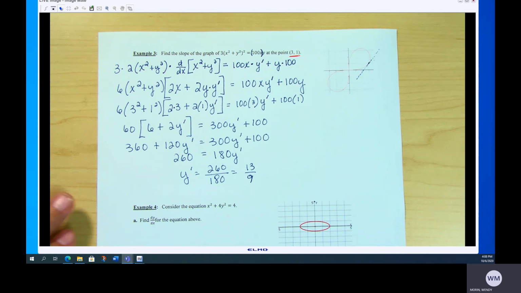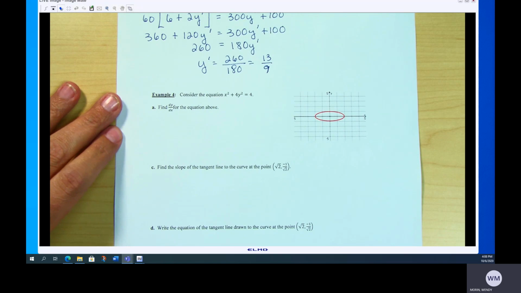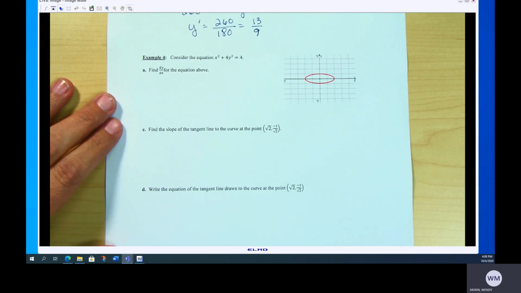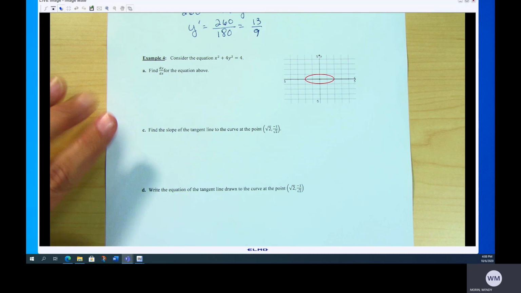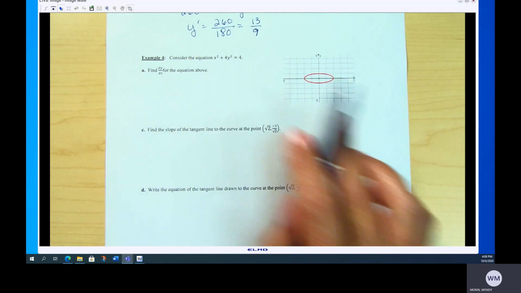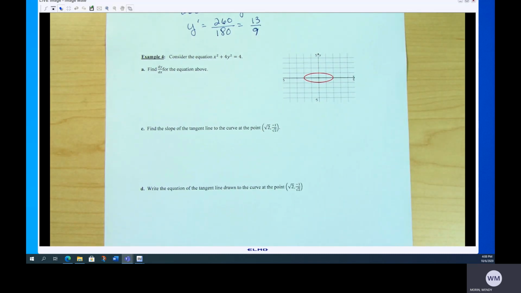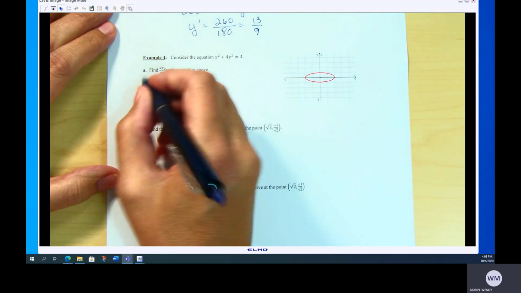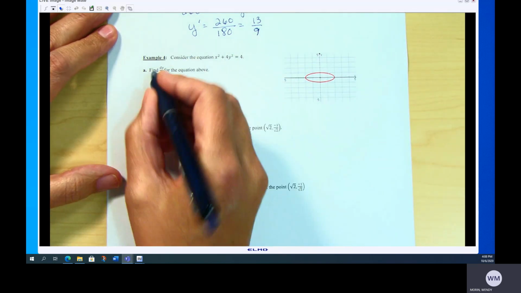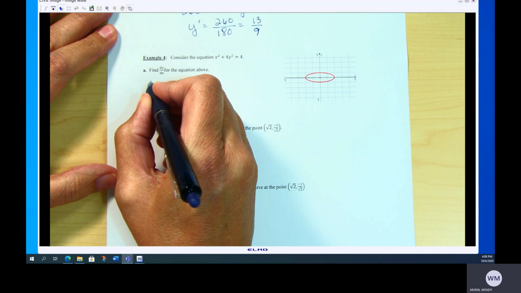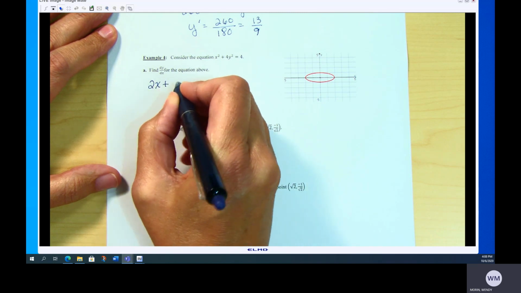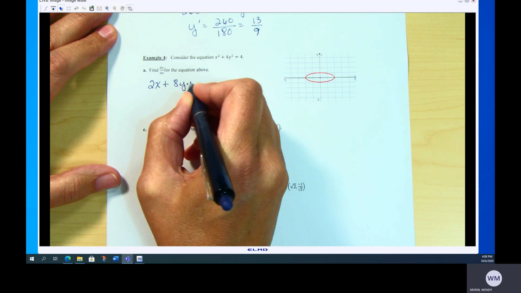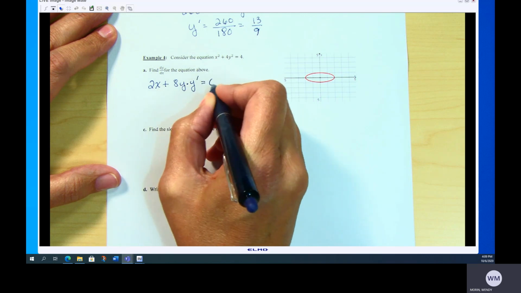Okay, let's do one that's a little bit easier. Again, I would stop the video now and see if you can do this by yourself. Find the derivative of this implicitly. This one is not as challenging. Okay, let's check your answer. The derivative of both sides is what you do first. So that's 2x plus 8y to the first times y prime equals 0.